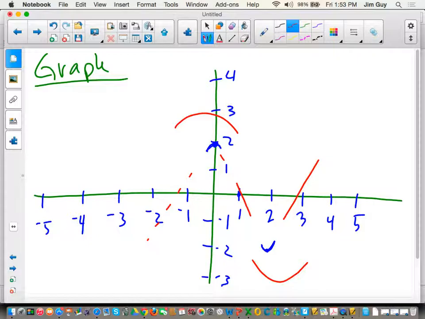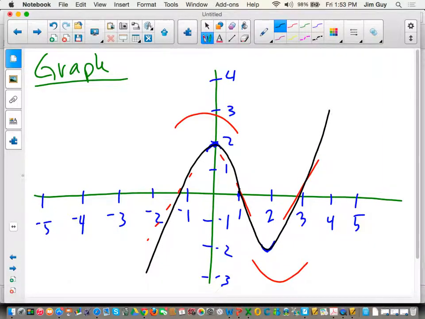So from that information, I can roughly sketch it in. I'm going to go concave down, so I'm going to do a frowny face here until I get to this point, but I've got to go through here, so I'm going to go down. And I'm going to do a smiley face here, I've got to get into this point here, and then I'm going to go up.